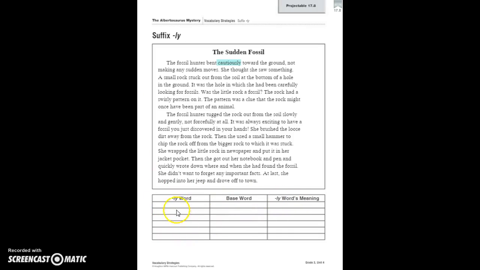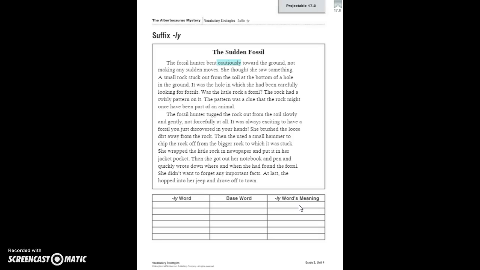Now look down here, we have a chart. We would write the word cautiously in this first column. Then think about the base word. What's the base word for cautiously? Cautious, good job. And then we're going to think about the ly word's meaning. To be cautious means to be careful. So when we add ly, we are adding in a certain way. So if we are acting cautiously, we would be acting in a cautious way.